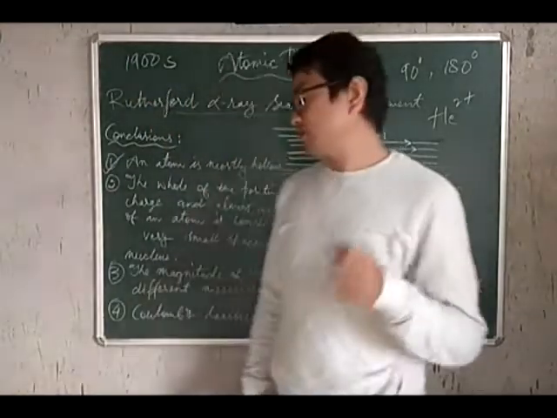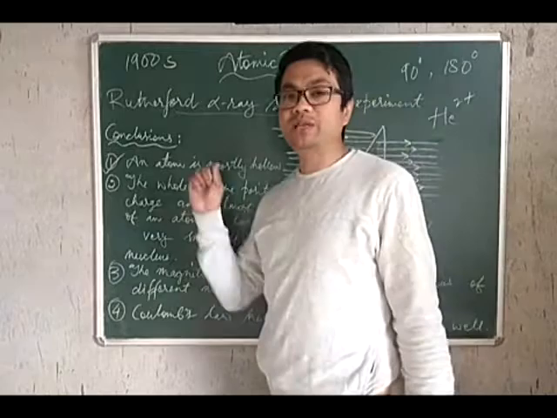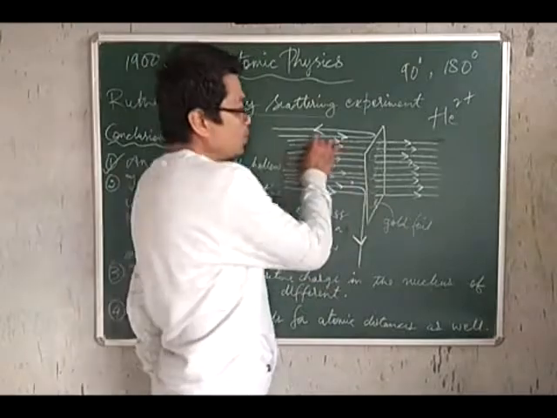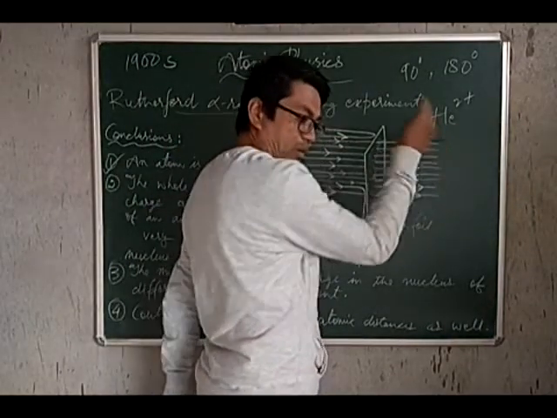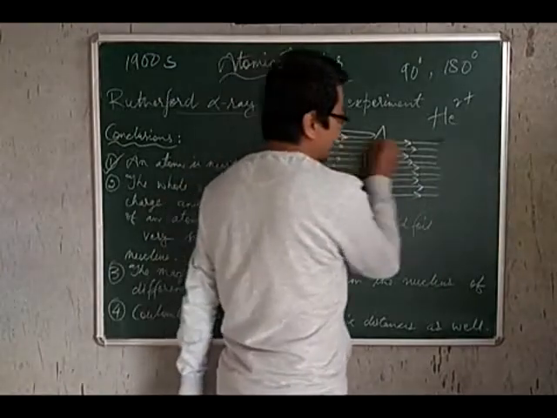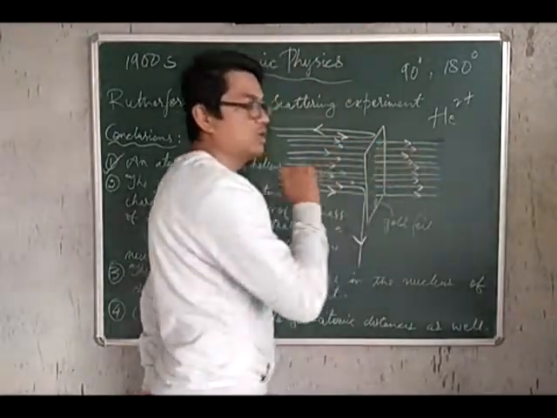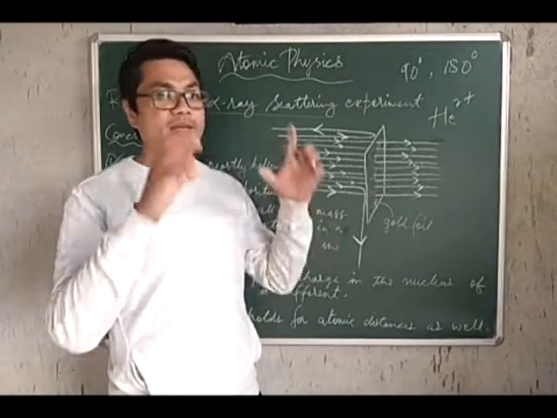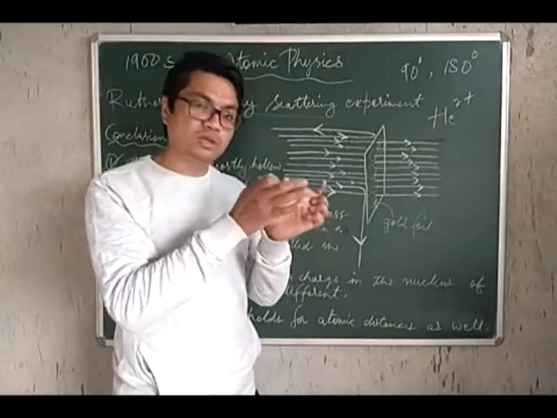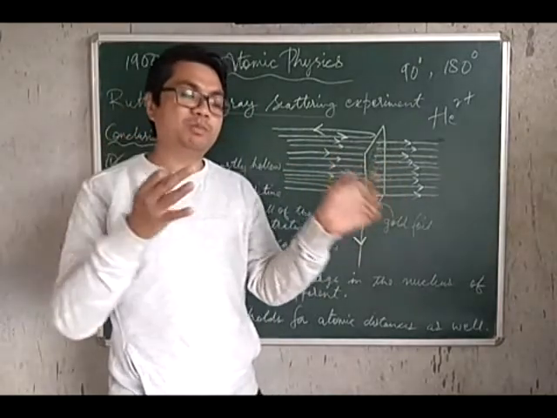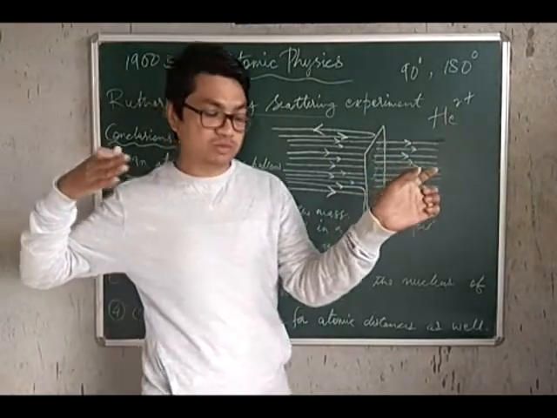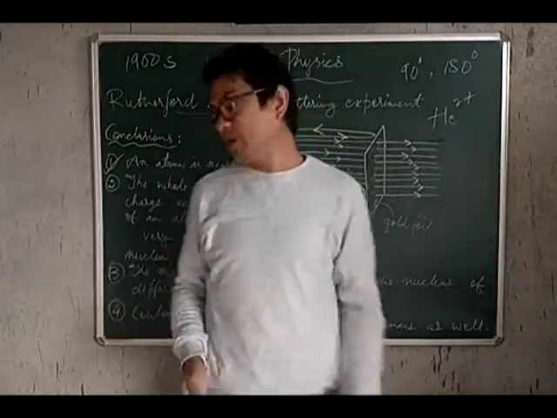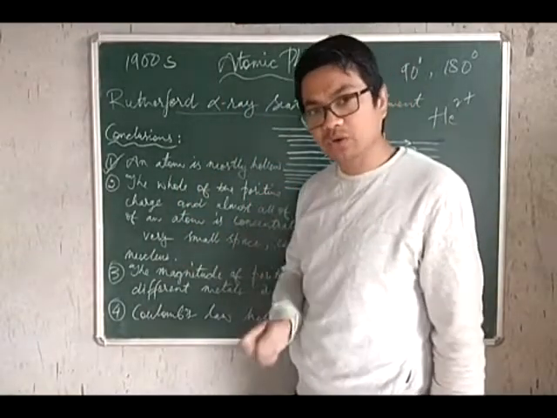And the conclusion that was drawn was that an atom is mostly hollow. Now, why did Rutherford say the atom is mostly hollow? Because most of the alpha particles, which are helium nuclei, positively charged, were passing through the gold foil undeviated, and the gold foil in itself is made up of millions of atoms. Since most of the atom is hollow, the helium nucleus was simply passing through the atom and thereby the gold foil. That is why a very important conclusion: atom is mostly hollow.